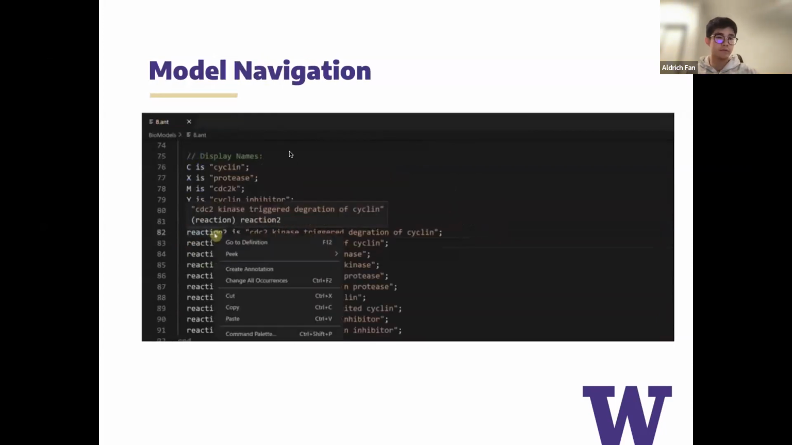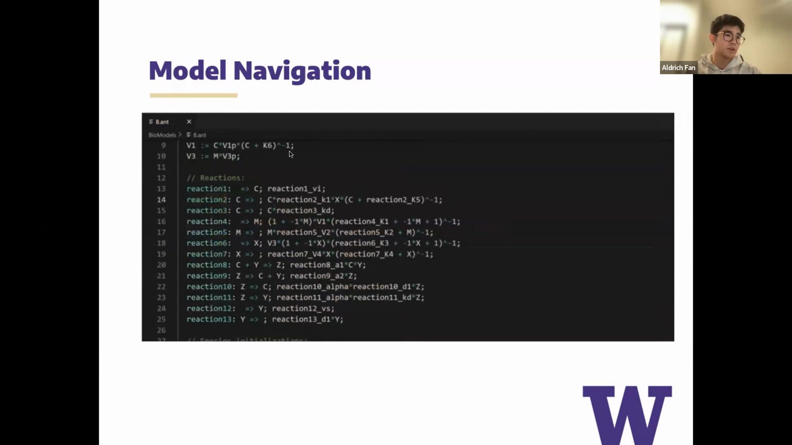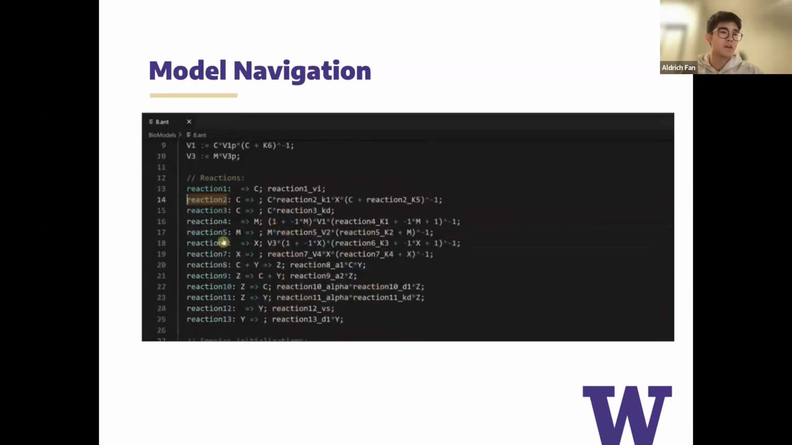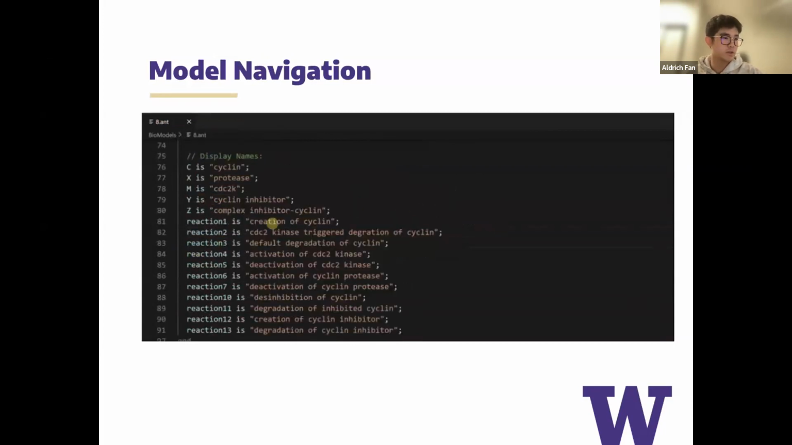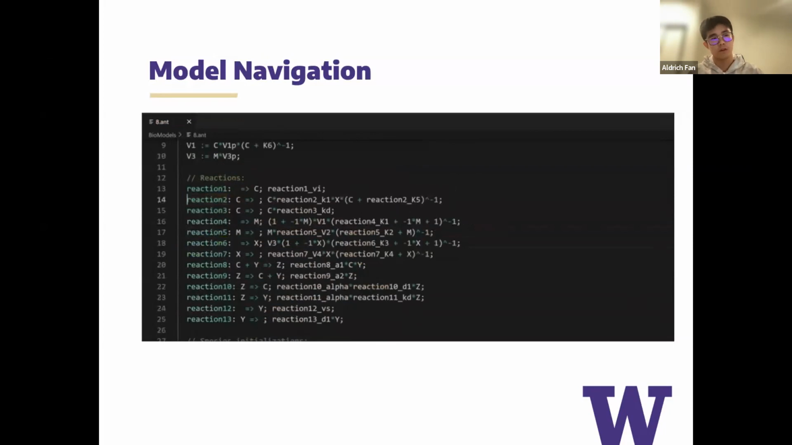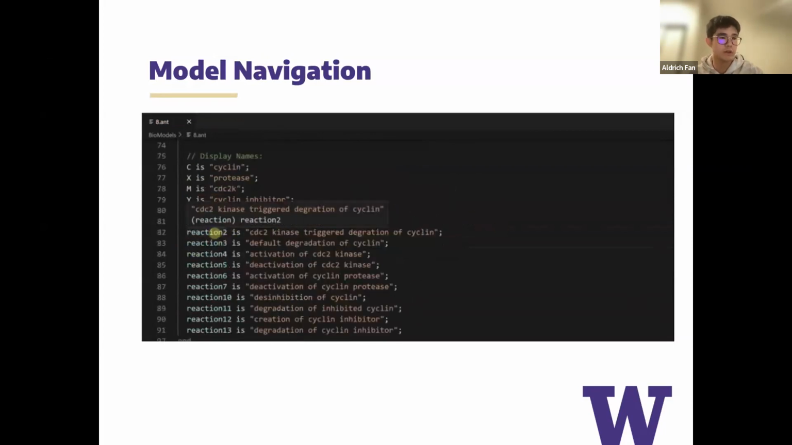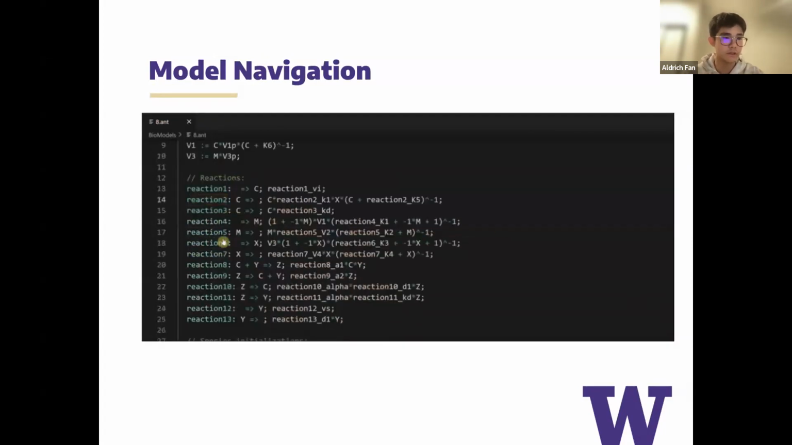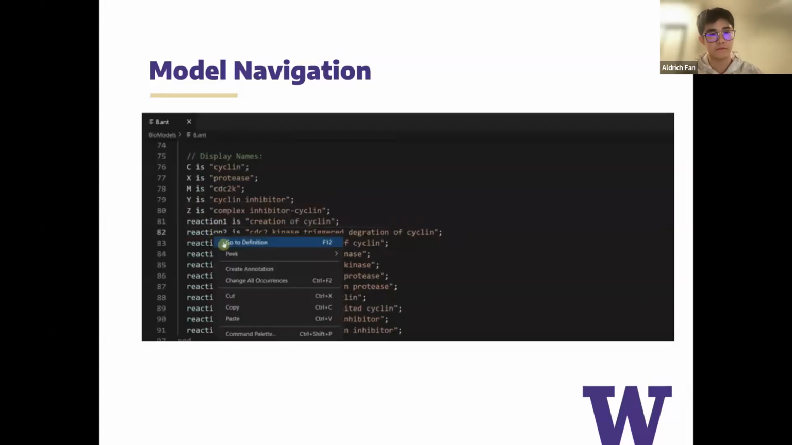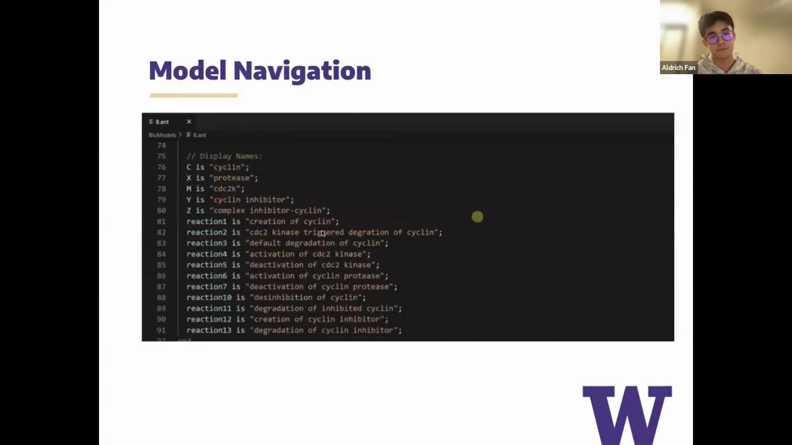We also support some features in the right-click menu. Here's an example of the model navigation. Model navigation allows users to go to the line where a variable is initialized. Here, when the user clicks on the reaction and selects go to definition, the extension will bring the user to the description of that reaction.